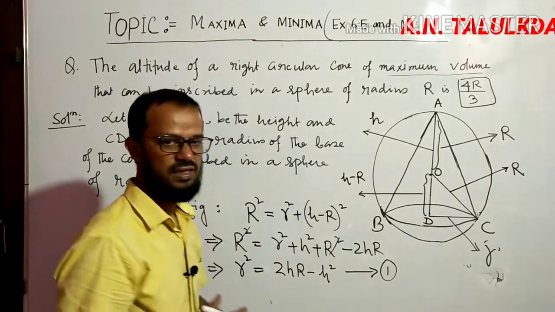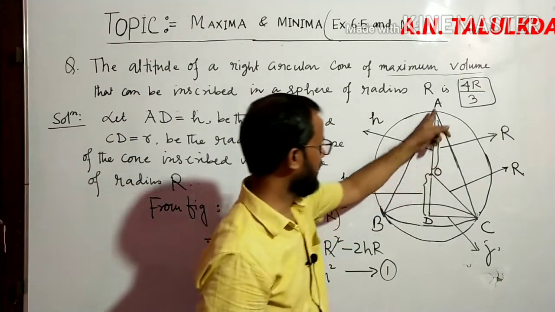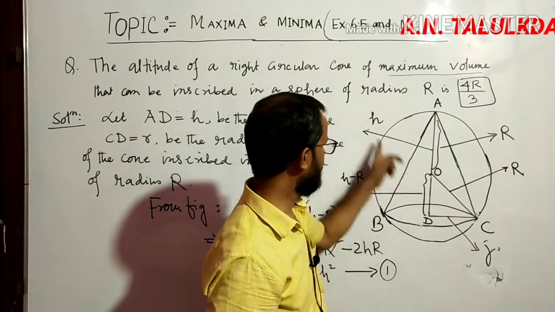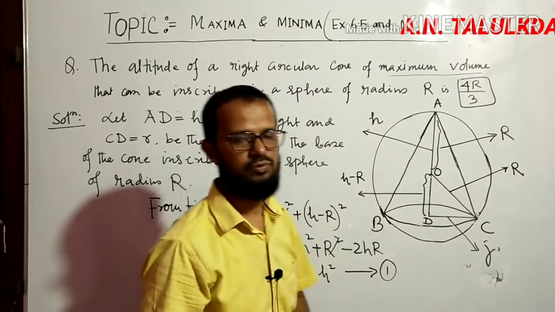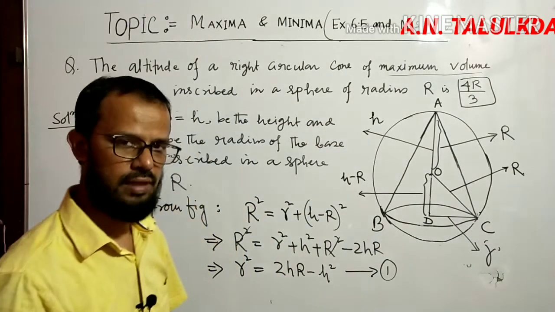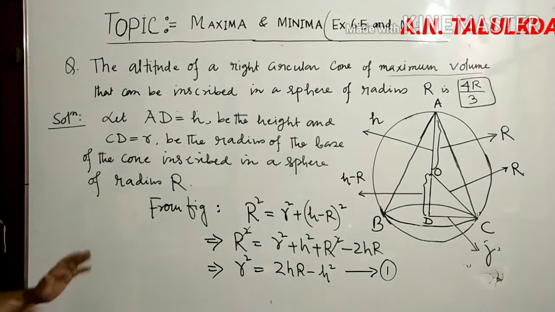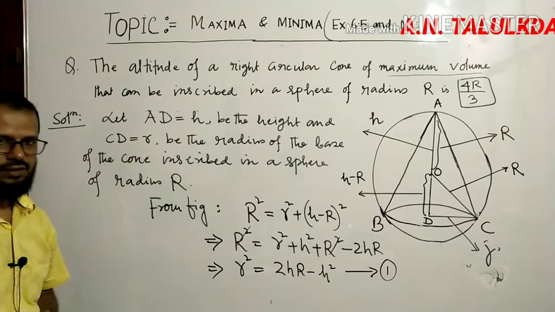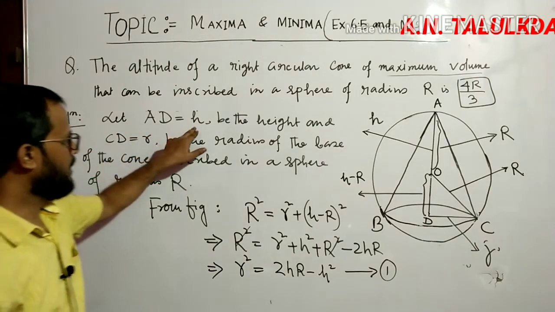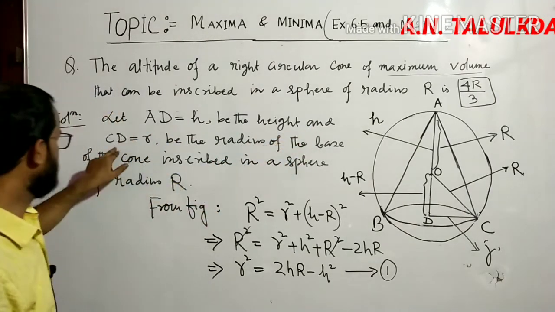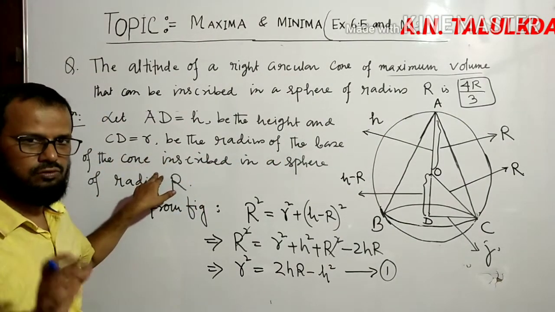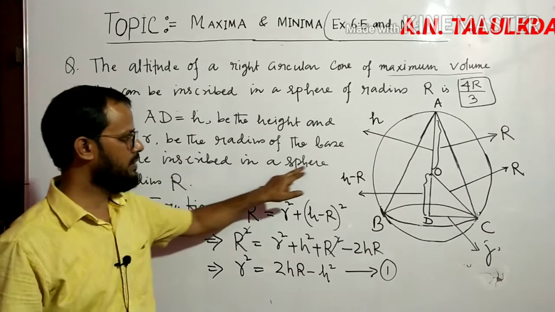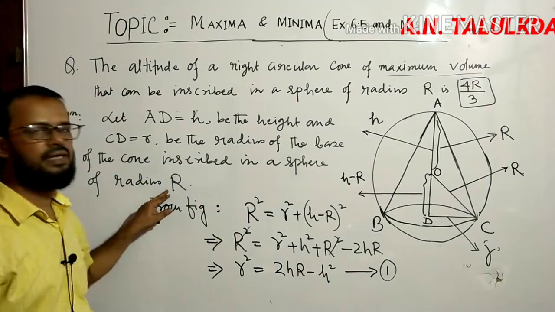And when it is maximum, the height AD, suppose AD equals H, this H equals 4r/3, you have to show when the volume of the cone is maximum. Okay, this is the question. Now this is the figure I have drawn. Let AD equal H be the height and CD equal r be the radius of the base of the cone inscribed in a sphere of given radius R.